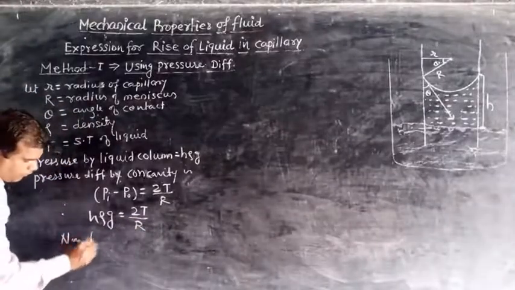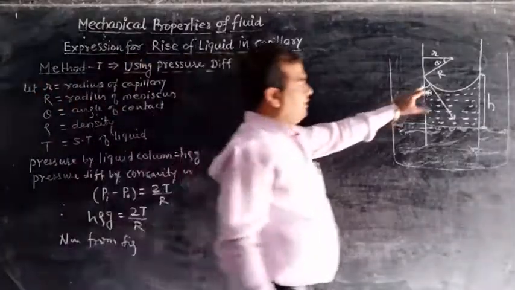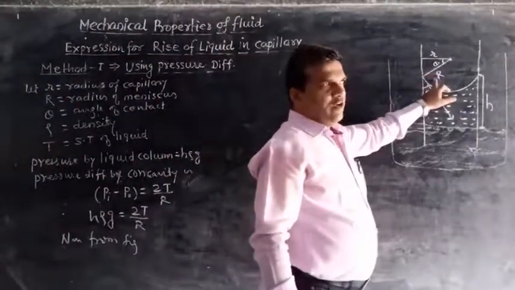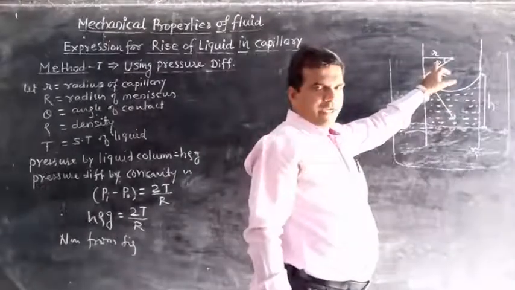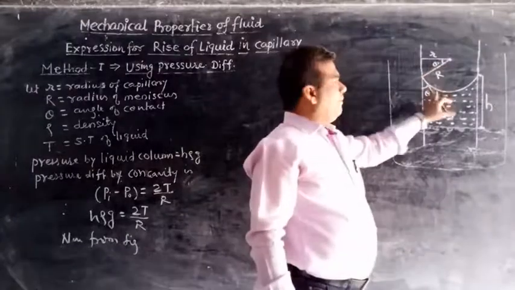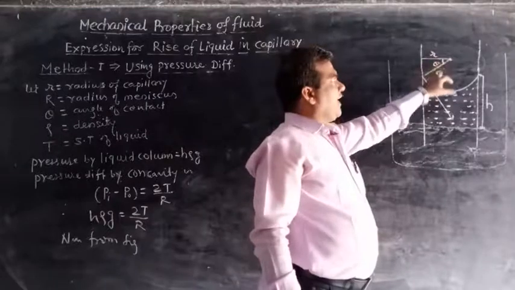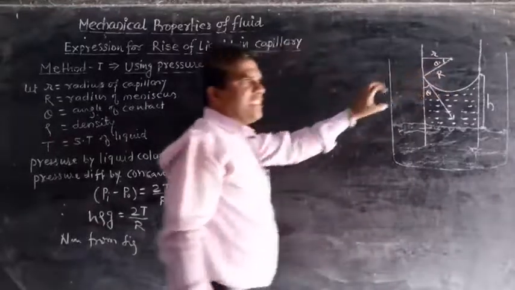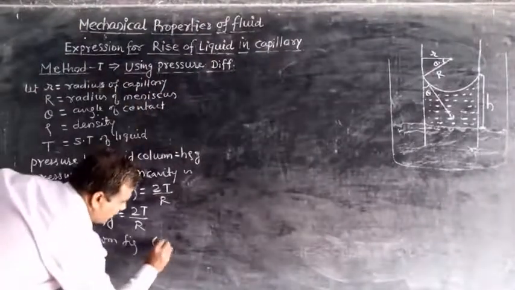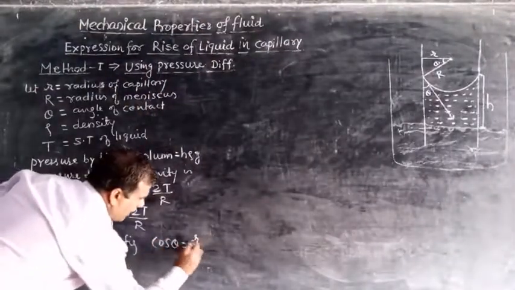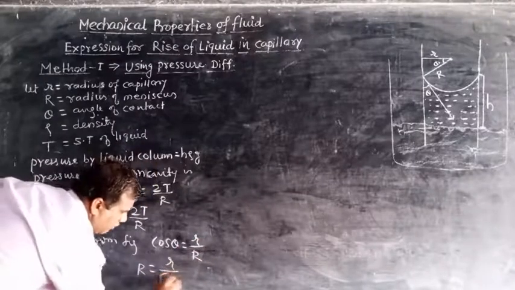Now from the figure, observe this figure. This R is the radius of meniscus, small r is the radius of capillary tube, and theta is the angle of contact, or here theta is the angle between small r and capital R. Therefore from the figure, cos theta is equal to small r upon capital R, therefore capital R is equal to small r upon cos theta.